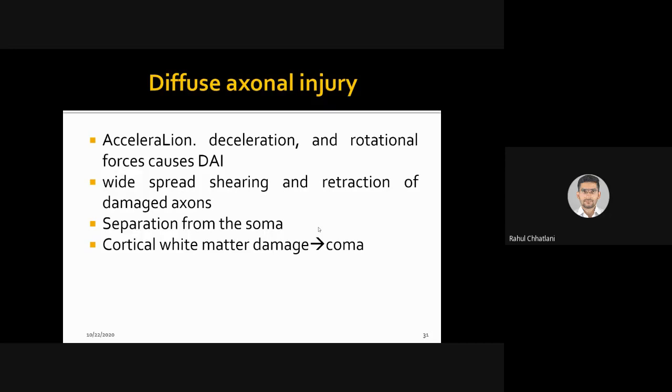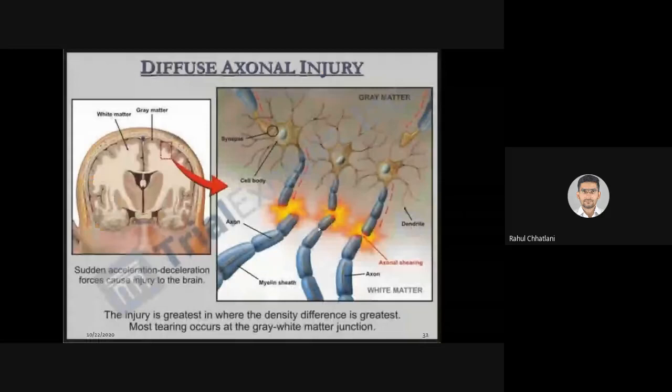Yes, separation from the soma. Soma is nothing but the cell body, the cytoplasm of the cells. Cortical white matter damage leads directly to coma. So just to picture this, you can see here the axons directly snap away. Yes, they are just like a rubber band. If they are stretched too much, they will snap away. There will be two different portions which can never be reunited again.